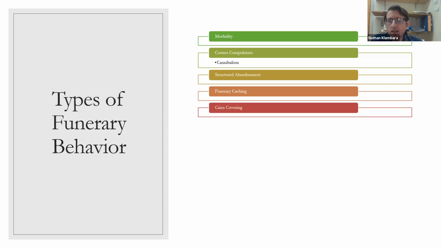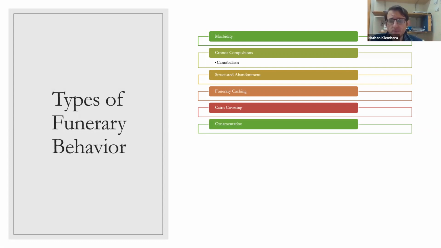We also have cairn covering. This is where you build rocks up and above somebody. So you don't bury them into the ground, but you leave them on the surface and you build rocks around them. Ornamentation is where you turn human bodies or parts of bodies into ornaments. So this is where you'll take human teeth or human spinal bones, the vertebrae, and you'll turn them into necklaces or earrings or a crown or bracelets. It is anything where you turn a part of a human body into something that you wear.